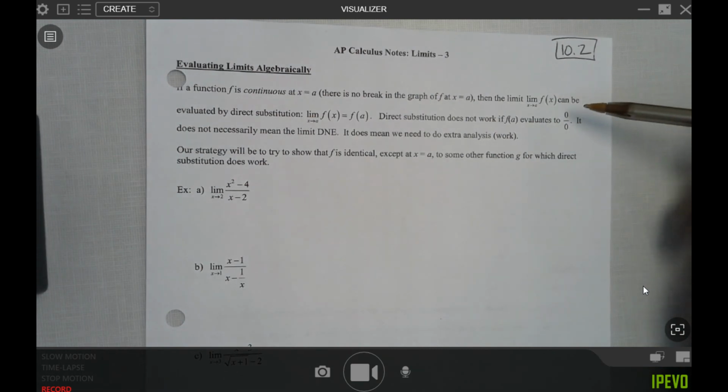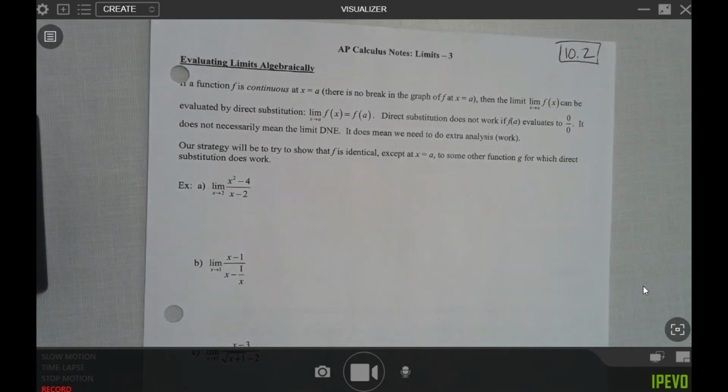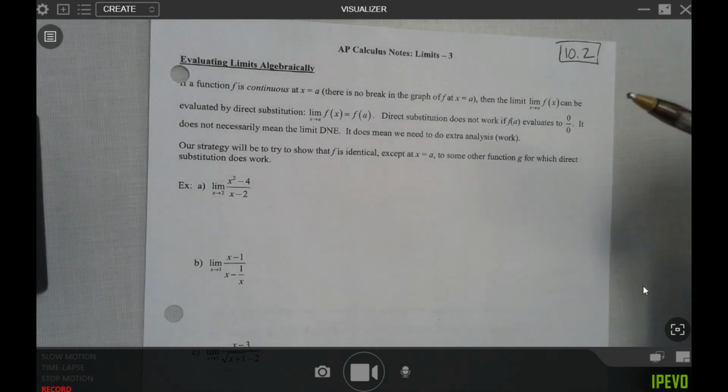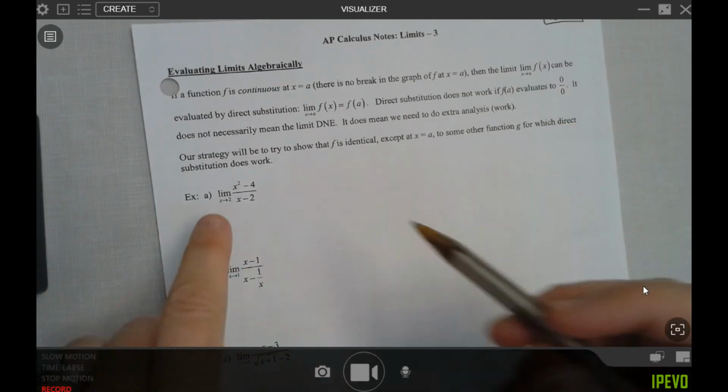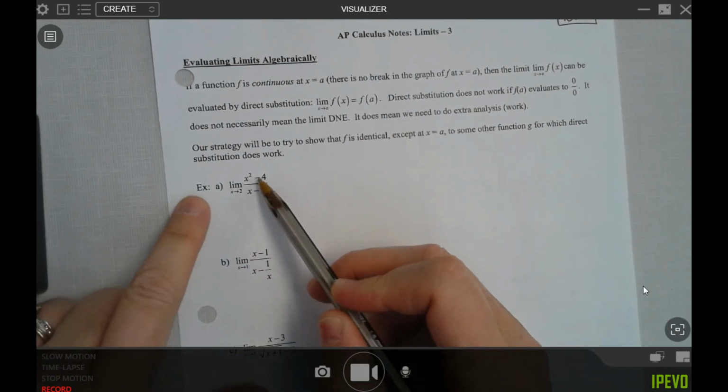So what we need to do is try to factor, multiply by a conjugate, or rationalize something in order to get it so it's not 0 over 0. If it's like 1 over 0 or 0 over 1, those are fine. It's just when it's 0 over 0 that it does not work. So if you try to direct substitute here, you'd get 0 over 0.